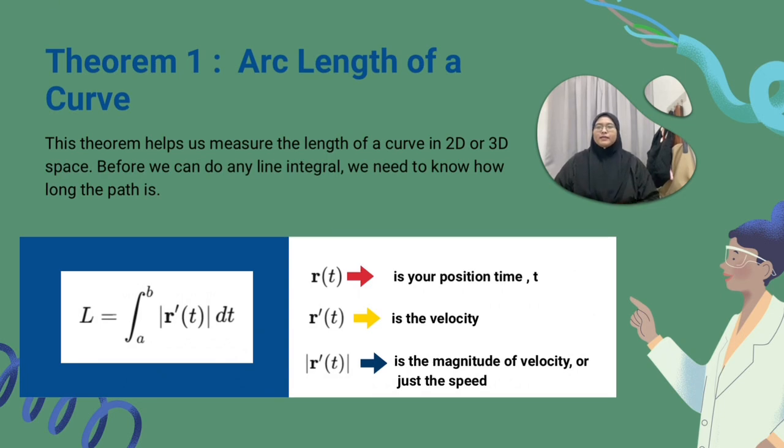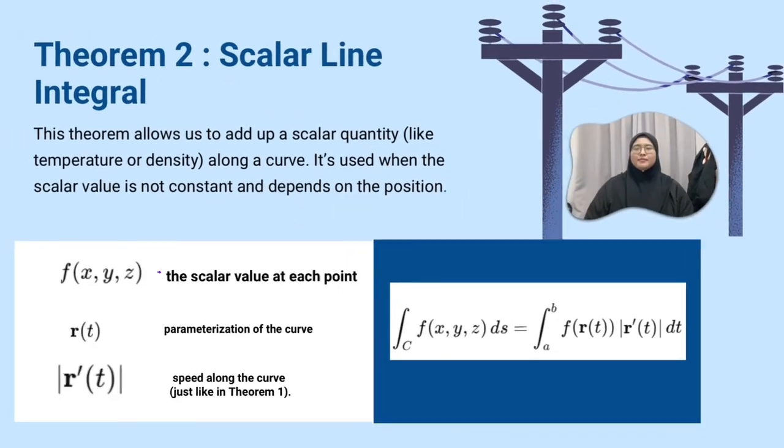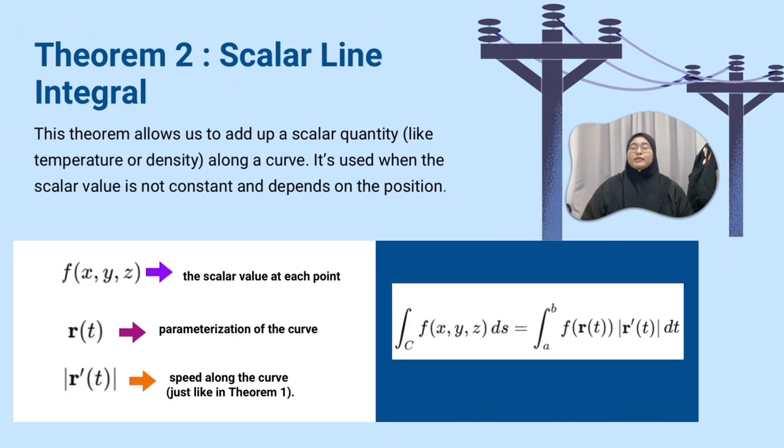space. This is useful when we want to know how long a path is. For example, how far a car travels on a winding road. This is the formula we use to calculate path length. Next is theorem 2, which is the scalar line integral. This is used when we want to add up something like temperature, density, or cost along a curve, when the value changes depending on where you are. This is the formula we use.